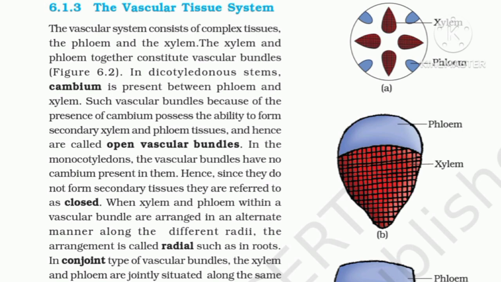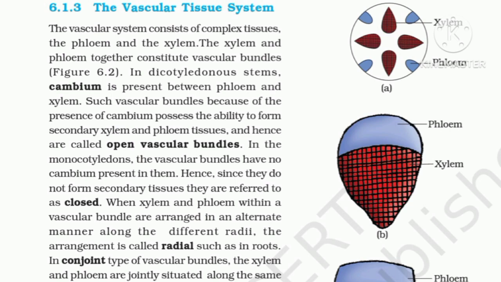The vascular tissue system. The vascular system consists of complex tissues, the phloem and the xylem. The xylem and phloem together constitute vascular bundles. In the dicotyledonous stem, cambium is present between phloem and xylem. Such vascular bundles, because of the presence of cambium, possess the ability to form secondary xylem and phloem tissues and hence are called open vascular bundles.